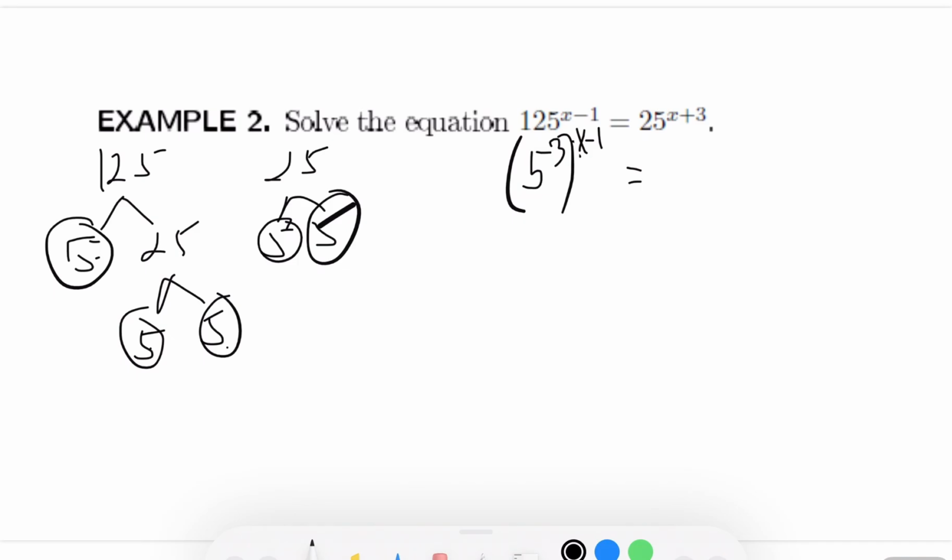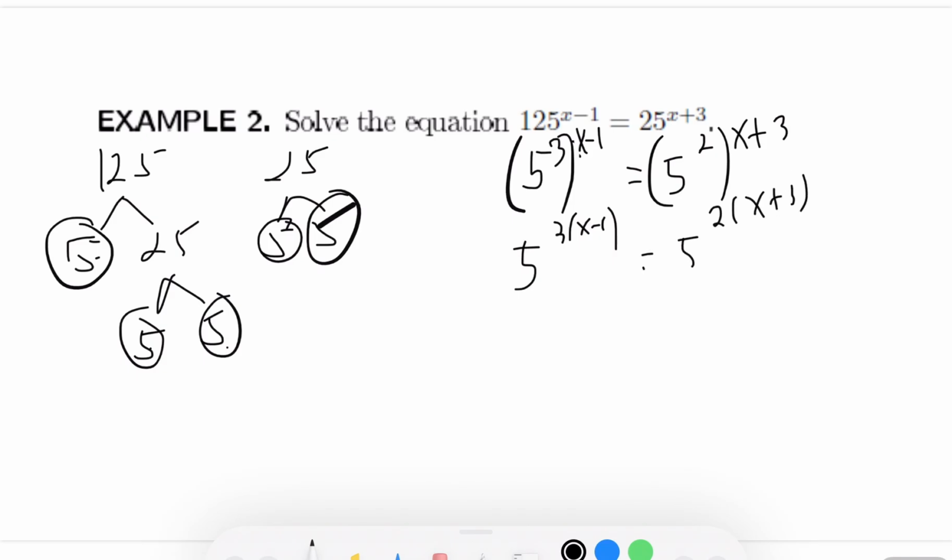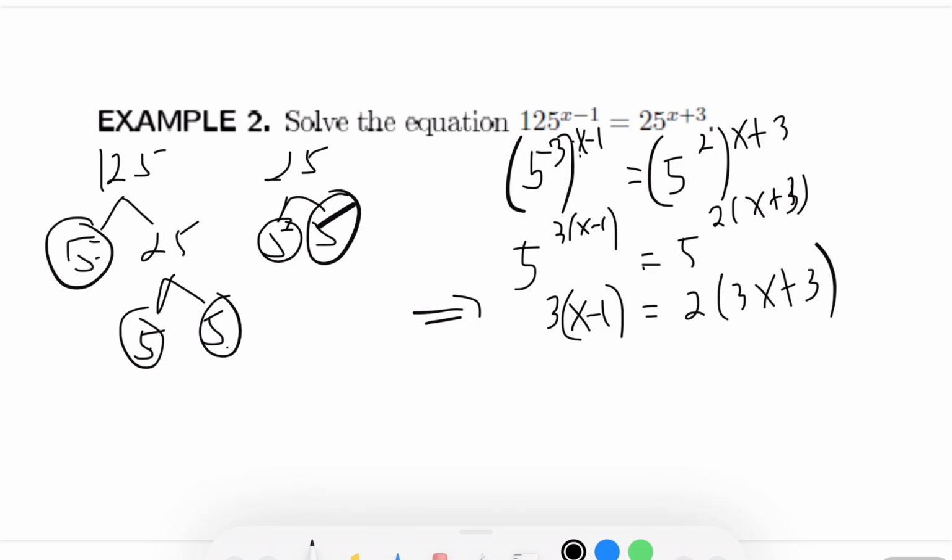Equals 5 squared to the power of x plus 3. Then power to power rule: 3 times x minus 1 equals 2 times x plus 3. Okay. Then solve, by the one-to-one property, the exponents are equal. So we have 3x minus 3, distribute, equals 6x plus 6.